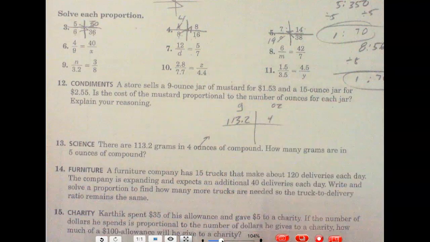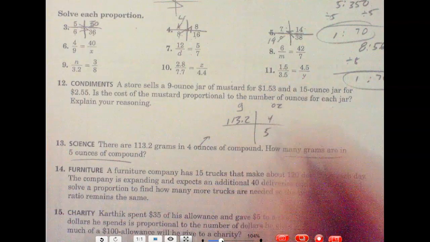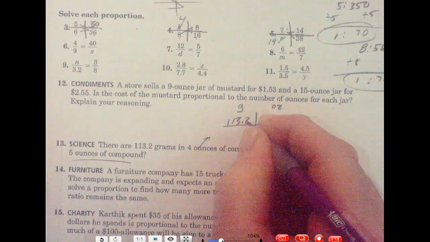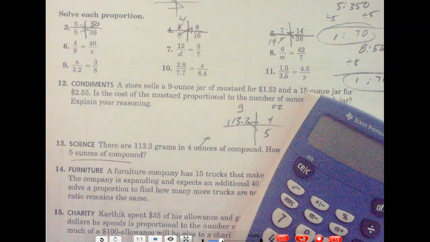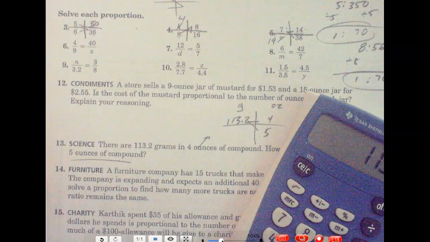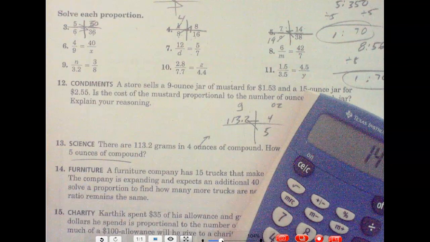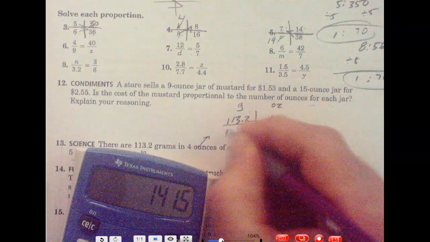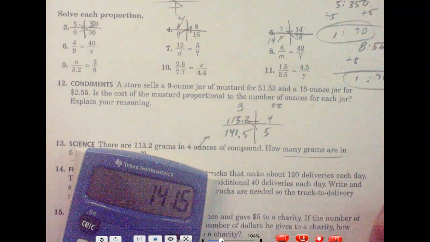How many grams are in 5 ounces? Okay, now the 5 goes here because you had to line up your ounces. So we're going to go here, multiply, and then divide. So 5 times 113.2, and we are going to divide that by 4. See if it makes sense. 141.5. Yeah, looks right, doesn't it?